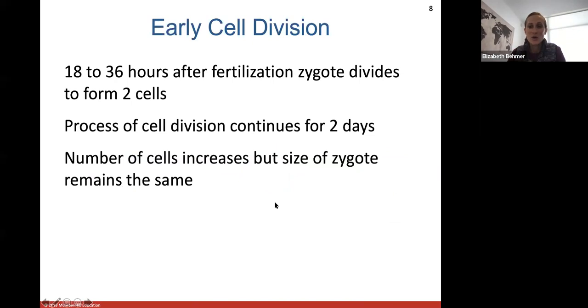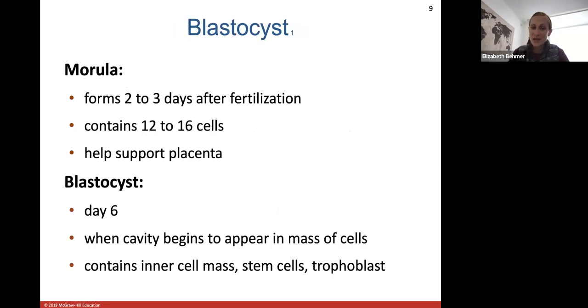And then this zygote begins to divide very rapidly into many more cells. About 18 to 36 hours after fertilization, the zygote divides to form 2 cells. This cell division continues very rapidly for about 2 days. The number of cells will increase, but the size of the zygote will remain the same. Then we have other names as we go through the developmental processes. We started at the zygote, which was the egg and the sperm forming. Then the morula is about 2 to 3 days after fertilization. It contains about 12 to 16 cells. This will help support the placenta.